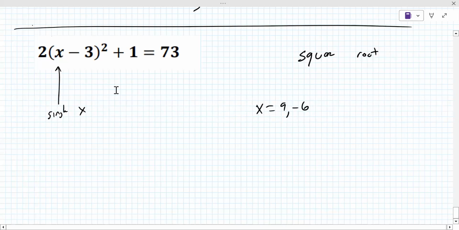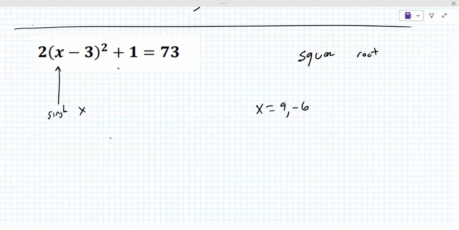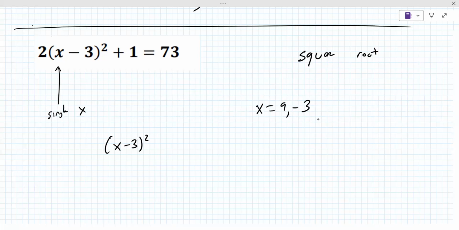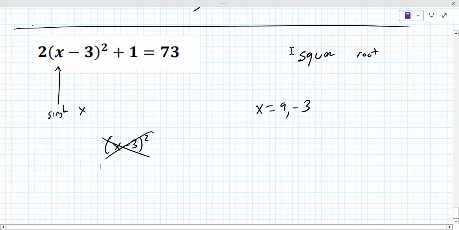Yep. Okay, so the way you would check this, put the numbers back in. 9 minus 3 is 6. 6 squared is 36. 2 times 36 is 72, plus 1 is 73. That looks good. Minus 6 minus 3. Ooh, that's minus 9 squared. So that's a problem. Let's see what happened here. It should be minus 3. That's going to work out a lot better. So just be careful there. You can always check your solutions. It's easy to be off on that.